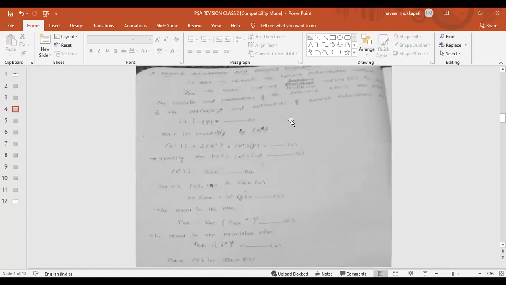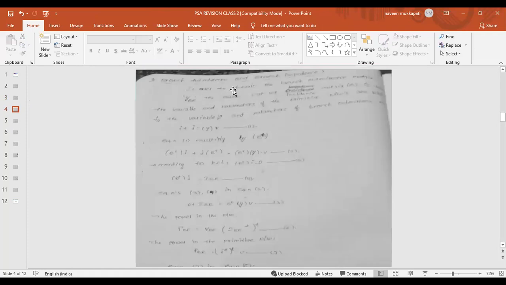Next, the branch admittance and branch impedance matrix. The same equation, I plus J is equal to Y into V, the same as equation number 1, is multiplied with B transposed. Therefore, B transposed into I plus J is equal to B transposed into Y into V. This is equation number 2. According to KCL, B transposed into I is equal to 0.